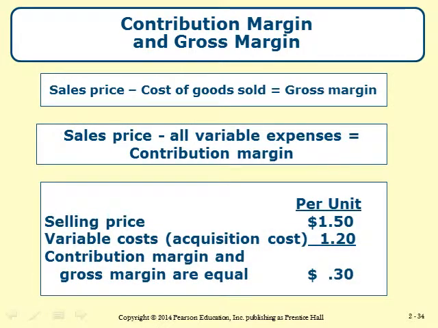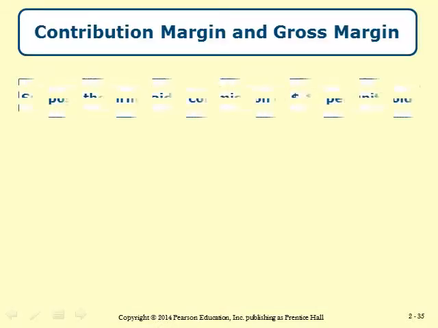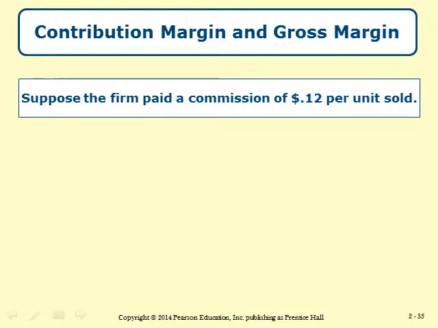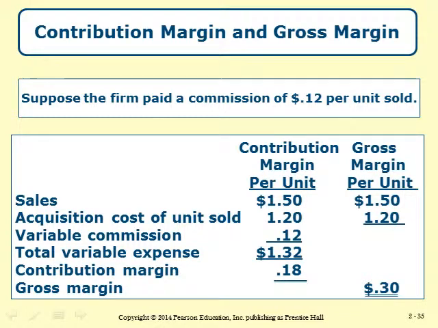Too often people confuse the terms contribution margin and gross margin. Gross margin, also called gross profit, is the excess of sales over the cost of goods sold. Cost of goods sold is the cost of the merchandise that the company acquires or produces and then sells. In our illustration, the contribution margin and the gross margin are identical because the cost of goods sold is the only variable cost.